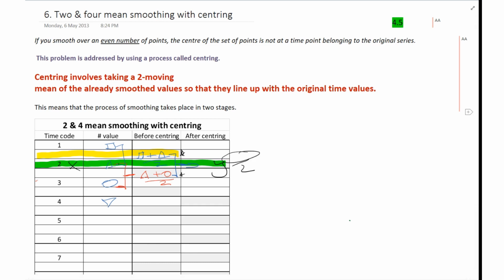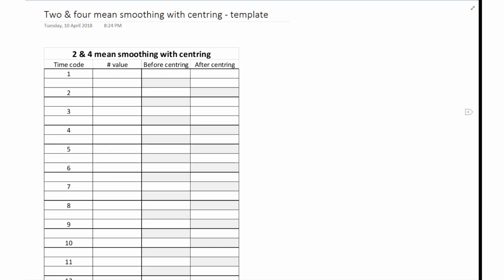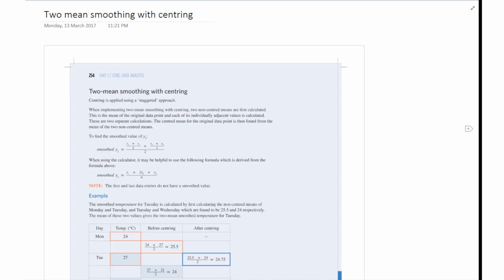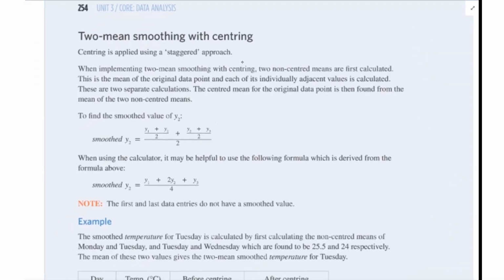All right, so let's have a quick look. This is in the OneNote. It's just a template if you wanted to put that in your summary book. The only reason I say that is because if you get an exam question with a table where you're trying to visualize and it struggles, you can put the numbers in and quite quickly use this to work out where you've got to look. Because you don't have to do all the calculations if you only have to focus on 1 or 2 areas. So let's have a quick look at two mean smoothing with centering.